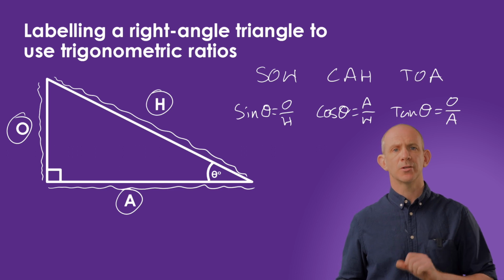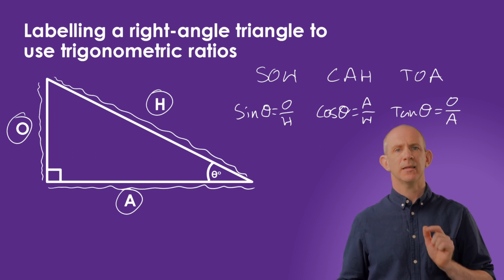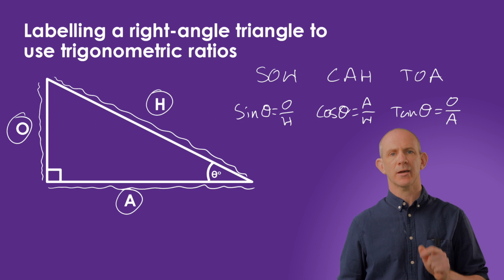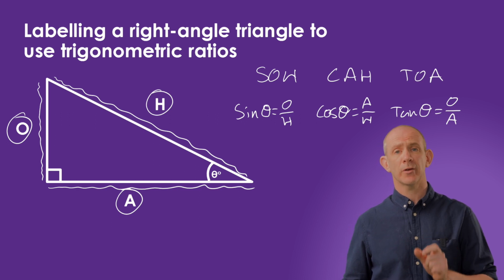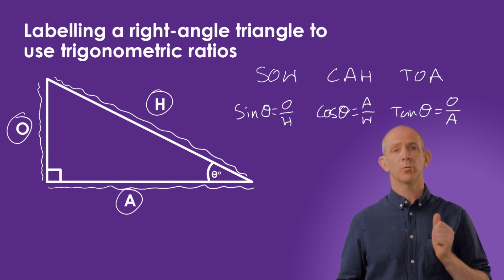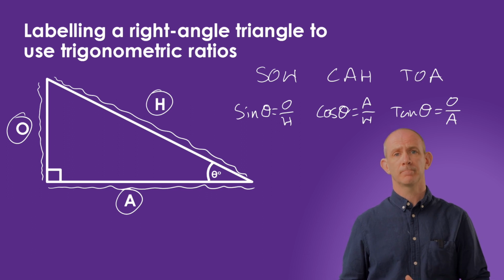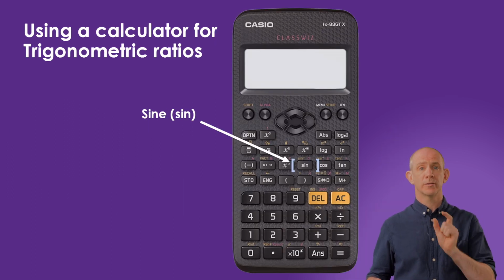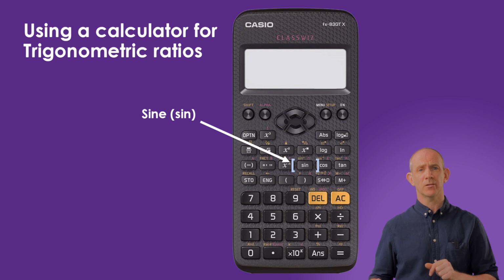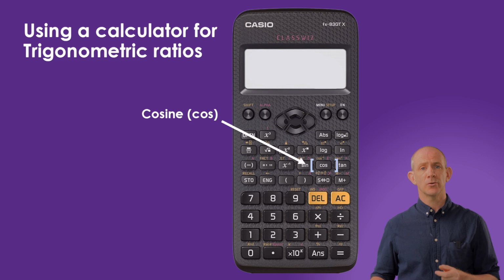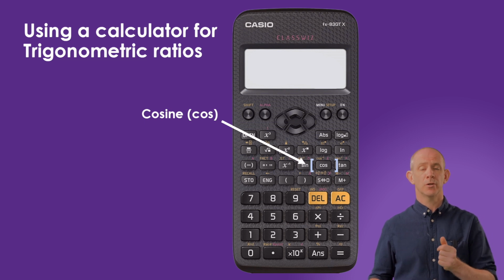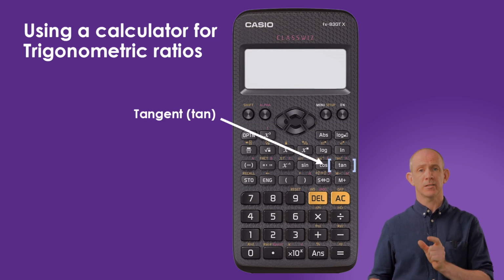Before we go any further to use these in our equations, let's see how we can find these ratios on a calculator, and also how to create the inverse of these ratios, which we'll be using later in this video. To find sine, or sin as it's abbreviated on the calculator, you simply press this button. To find cosine, or cos, you press this button on the calculator. To find tangent, or tan as it's abbreviated, we press this button on the calculator.